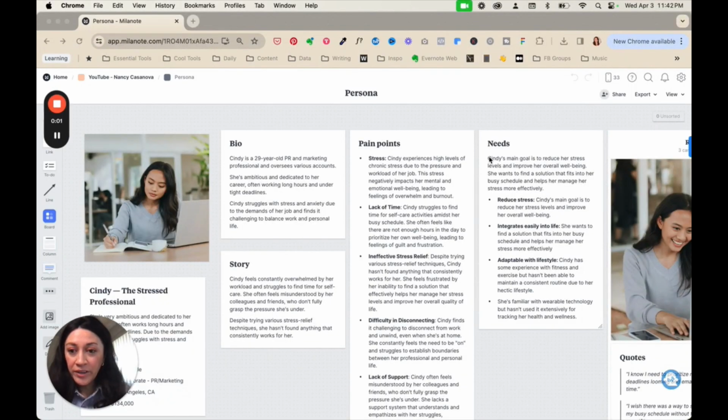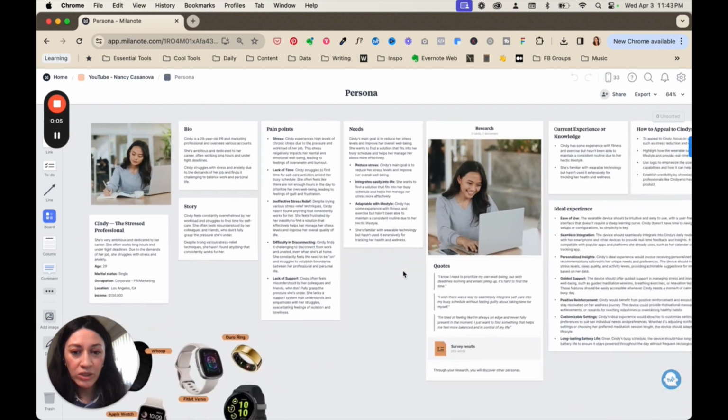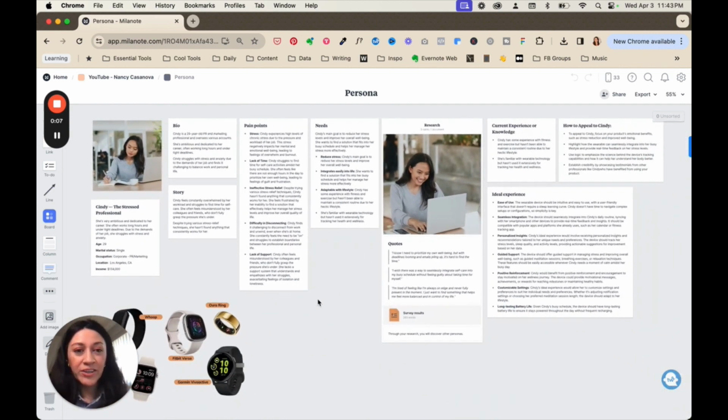All right, so we are currently in Milanote. Milanote is the tool that I'm currently using to help group all of this together. This is the mock case scenario where we're a new wearable technology company, and we want to do some research and figure out details that help us build this one persona.